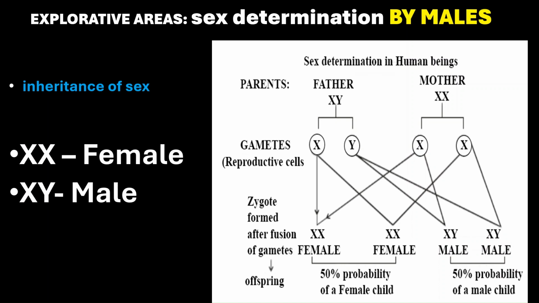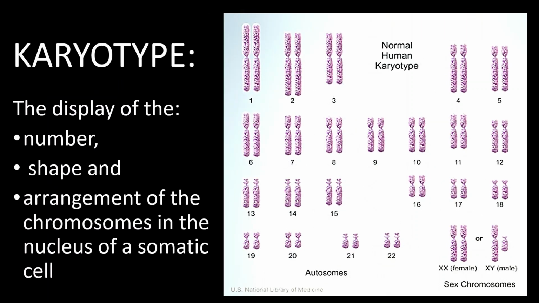Then you find your F1. Then you check the genotype for the F1. Then you display the phenotype for the F1, and then you do your ratios, and you can tell the probability of having a male child or a female child. In all cases, it's going to be 50% probability of having a male child and 50% probability of having a female child.